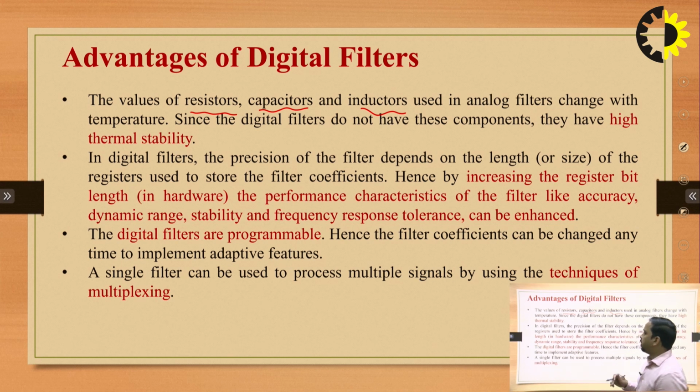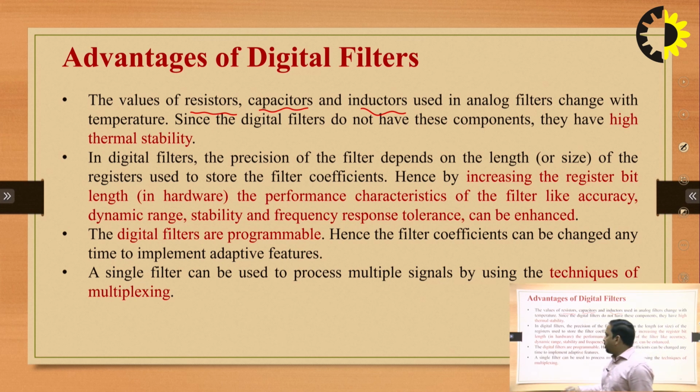In a digital filter, the precision or the accuracy depends on the bit size of the register we are using to store the filter coefficients. So as the length or the size of the register increases, the accuracy and precision of the respective filter improve, which means we can increase the performance.